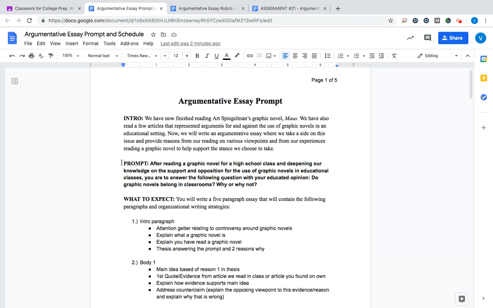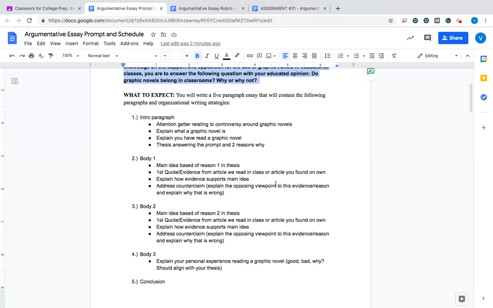So the prompt, right here in bold: after reading a graphic novel for a high school class and deepening our knowledge on the support and opposition for the use of graphic novels in educational classes, you are to answer the following question with your educated opinion. Do graphic novels belong in classrooms? Why or why not? So what to expect for this assignment: you're going to be writing a 5-paragraph essay.